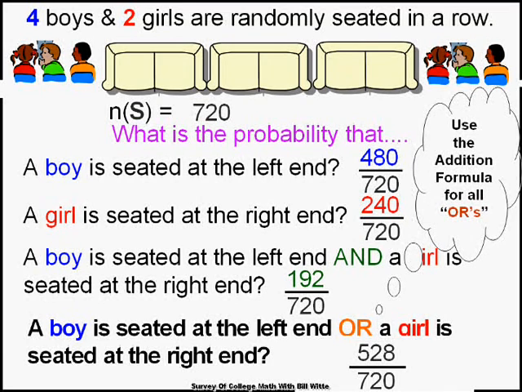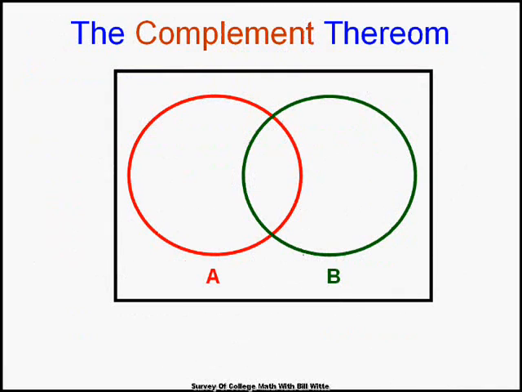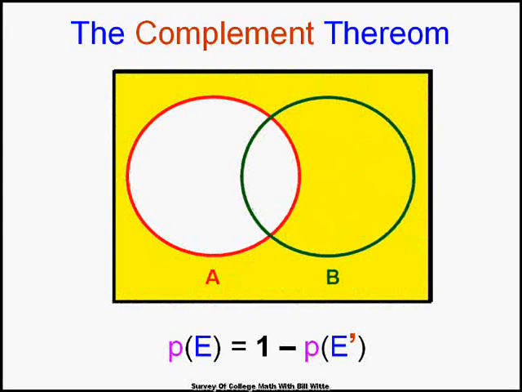So we can use this addition formula, and you will use it anytime you have an OR. Be very useful. Then there was the complement theorem. Do you remember the complement theorem and what we knew about a full sample space? If that was set A, its complement, everything but A, the probability of any event, in this case A, is going to be 1 minus the probability of the complement of the event, because all the probabilities in an event add up to 1.